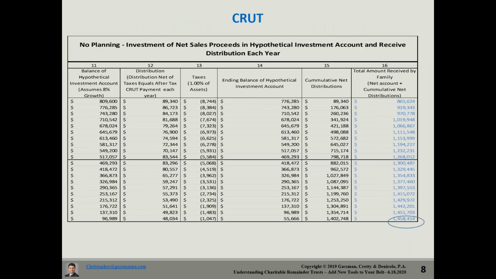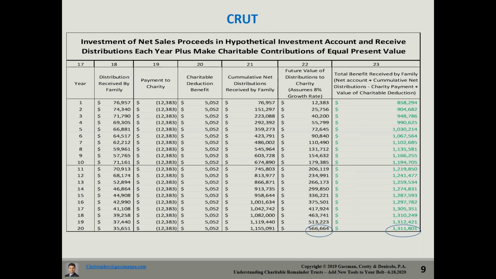$566,000. Now, if no planning was done, you'll see on the next slide here, if the $1 million asset was sold and the tax was paid, the family would receive after 20 years about 1.458 million. So quite a bit less, and the family can really derive a nice benefit from using this type of structure if you have an asset that's going to sell and generate a lot of capital gains taxes or have a liquidity event. It's a very beneficial type of technique, and a lot of your clients might like it, even if they're not necessarily charitably inclined.